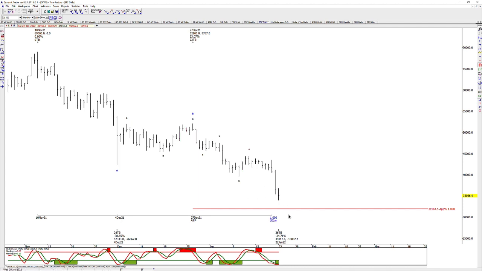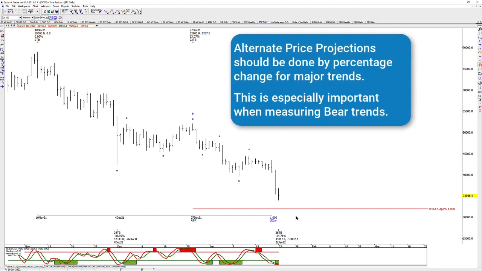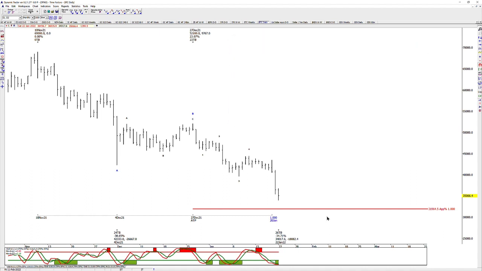So by percentage change, again, the low as of the 22nd is just a bit off of the 100% alternate price projection, which comes in at around 32,000. It's just 2 days beyond the 100% alternate time projection based on the daily counts.